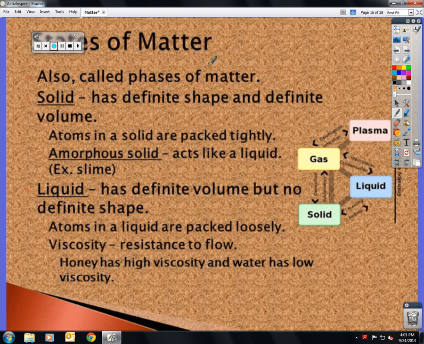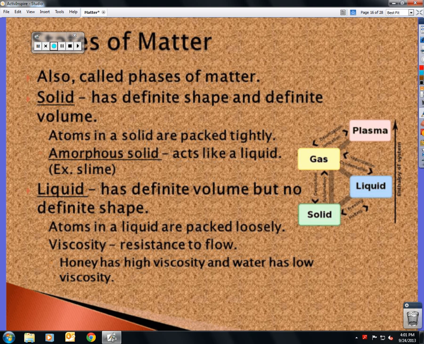Okay, the phases of matter are also called the states of matter. A solid is defined as having a definite shape and a definite volume. A book is going to always stay the shape of a book. And it has a definite volume. I can measure the length, width, and height. The atoms in a solid are all packed tightly. They still move, they vibrate back and forth, but they are still tightly together.